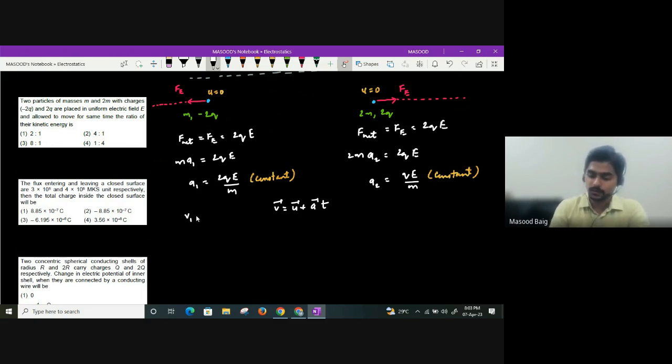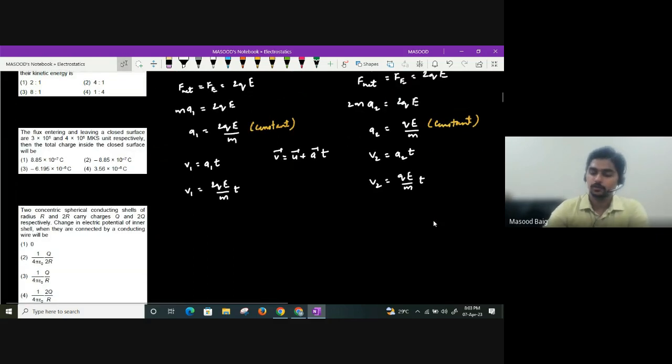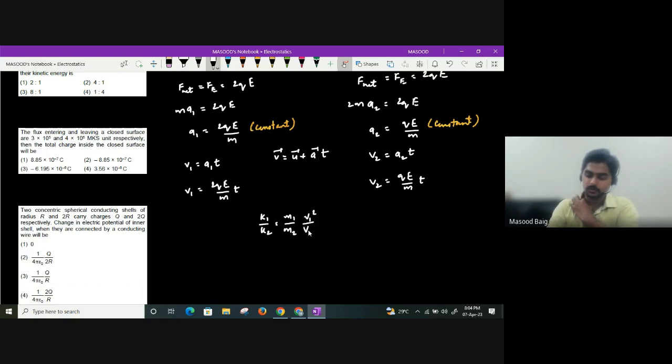So, what will v1 value be? It will be a1 into t. What will v2 value be, beta? It will be a2 into t. Right, so I can write v1 value as 2qE by m into t. In the same manner, I can write v2 value as qE by m into t. They're asking us to find the ratio of kinetic energy, guys. So how will you find the ratio of kinetic energy again? Directly k1 by k2. Is it half mv square or not? So I can write m1 divided by m2 into v1 square divided by v2 square.